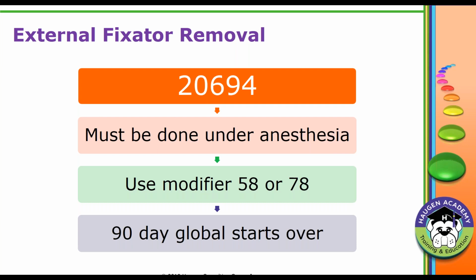Another trick to this is that 20694 is also a major procedure with a 90-day global period. So your 90-day global is going to start over with the billing of the 20694 code. So any follow-up pertaining to the external fixator removal is going to be bundled into that new 90-day global period. So phew, that was a lot.